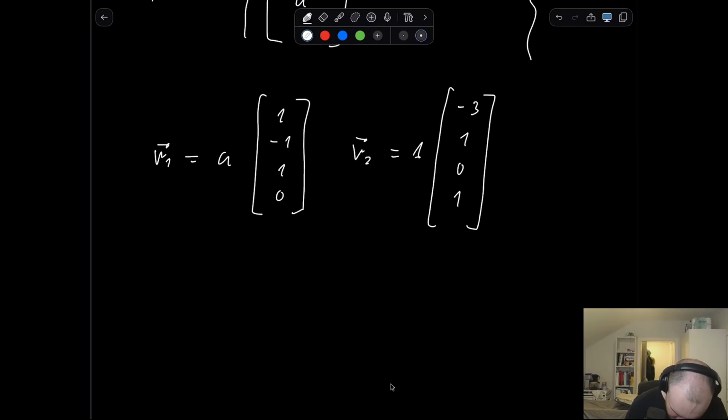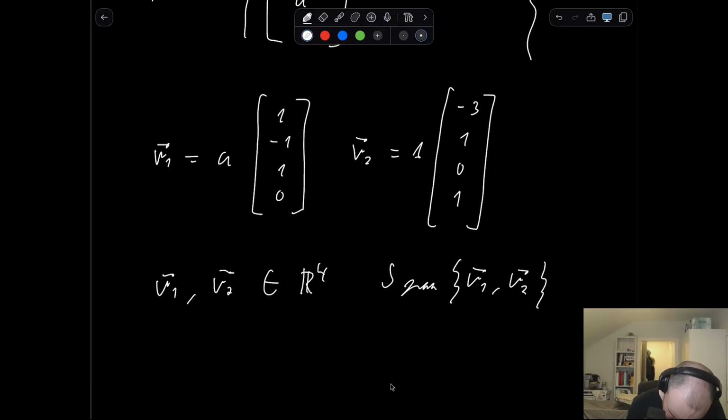And now you can see that since V1 and V2 are in R4 and they span, of course, the span of V1 and V2 is equal to H. That means that by theorem 1, H is a subspace. So that's it. Okay, perfect.